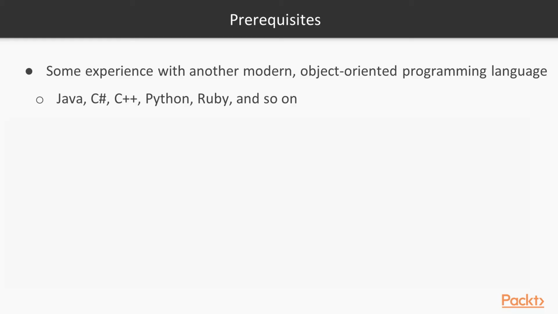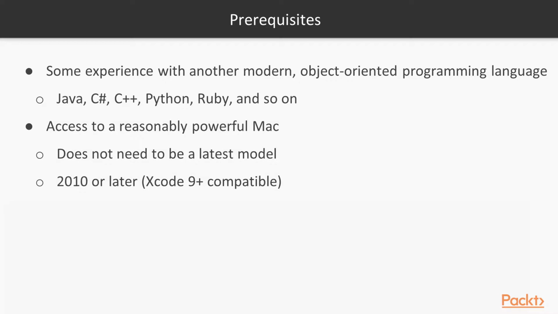Let's discuss the few prerequisites for taking this course. First of all, this course does not teach programming fundamentals, so you should have some experience with another modern object-oriented programming language, such as Java, C#, C++, Python, Ruby, or similar. In order to develop using Xcode, it's essential that you have a Mac computer. You don't need to have the latest hardware. Any model since about 2010 should be enough to get you started. And even earlier is okay, as long as you can run Xcode 9 or later.